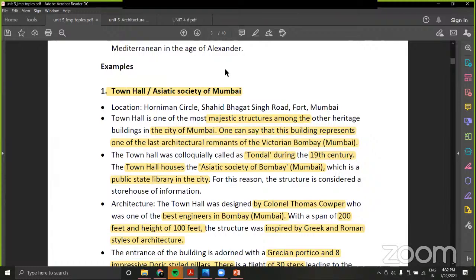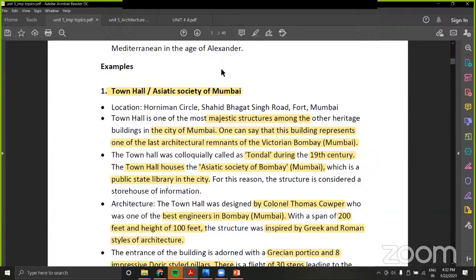So Town Hall was designed by Colonel Thomas Cowper, who was one of the best engineers in Mumbai, with a span of 200 feet and a height of 100 feet. These can be asked for 1 mark: state an example of a town hall with a span of 200 feet and a height of 100 feet.